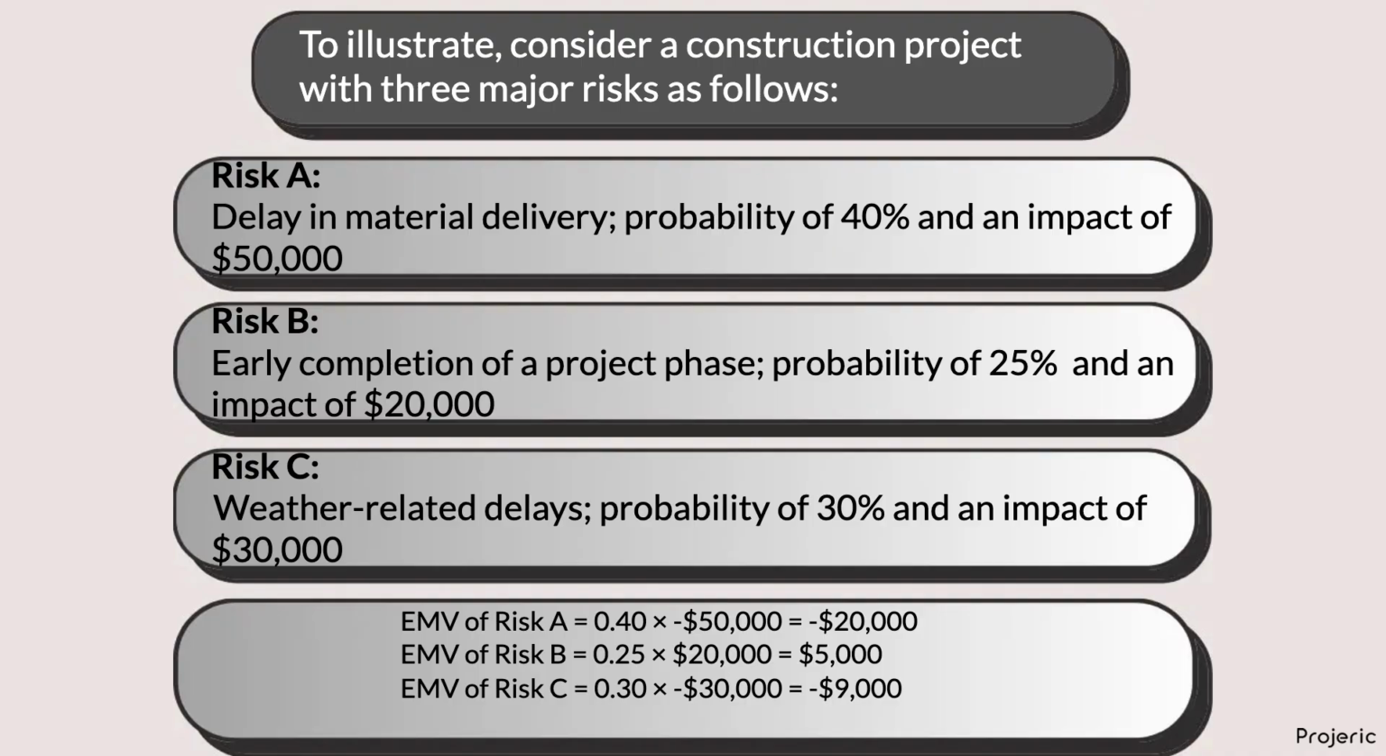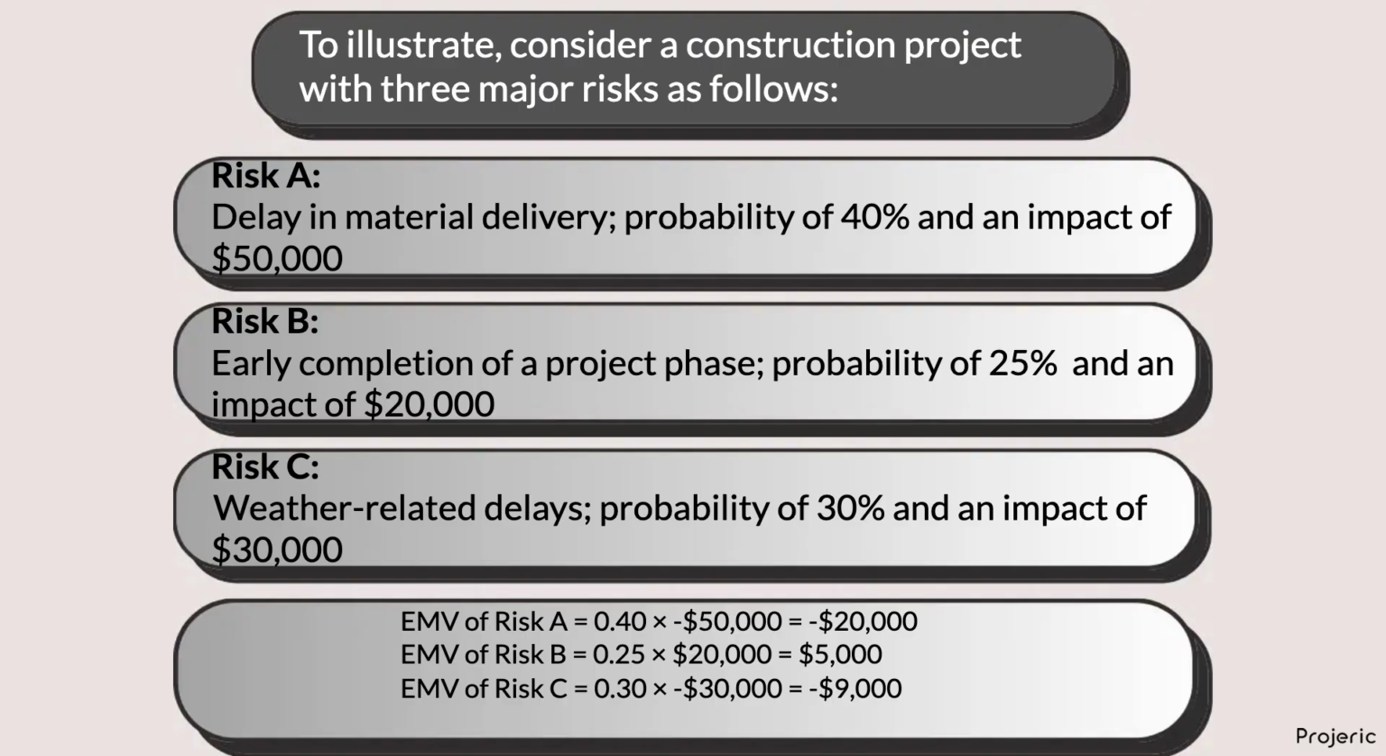Since risks A and C are negative risks, their EMV is expressed as negative numbers. The EMV of Risk B, a positive risk, is expressed as a positive number. Based on these values, we see that Risk A has the highest priority, as it has the potential to make the greatest negative impact on the project.